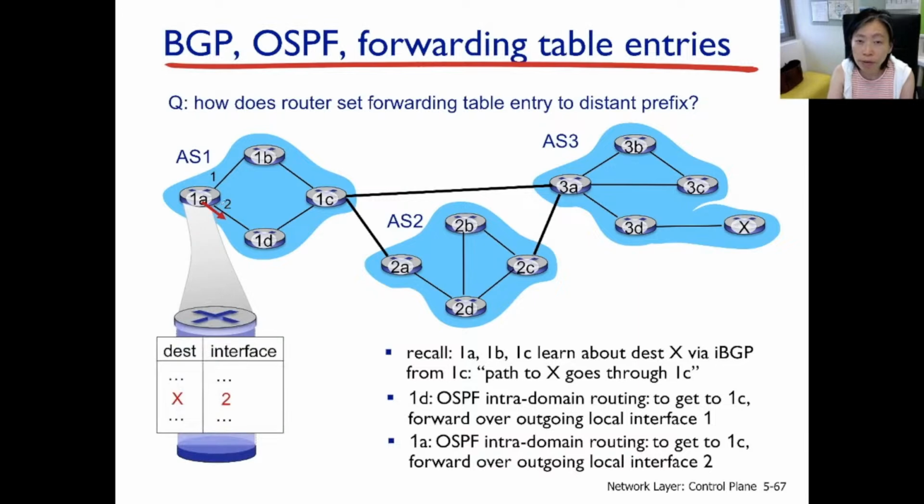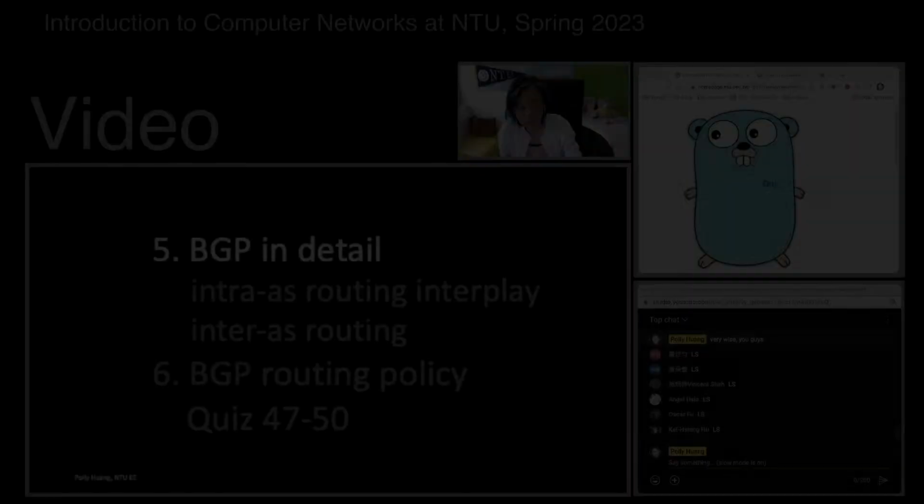Similarly, let's derive this again for 1A. 1A knows that for destination X, I should be forwarding packets towards router 1C. So let's call intra-AS routing and find out from OSPF what is the shortest path to 1C and which link, is it 1 or 2, is on the shortest path. We'll get 2 here, and 2 here would forward packets to 1D. And 1D, as we saw earlier, will be forwarding packets over this direction and reaching 1C, therefore reaching destination X.